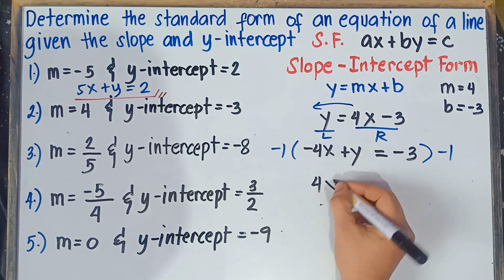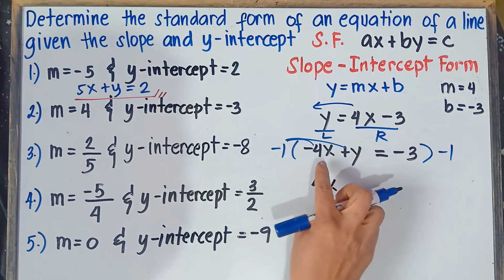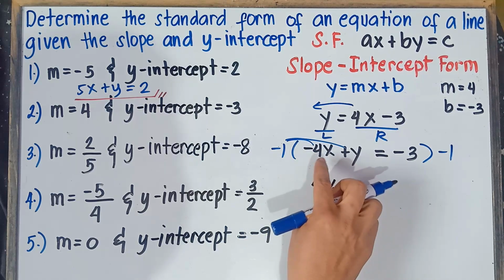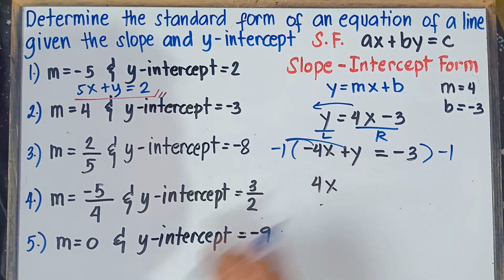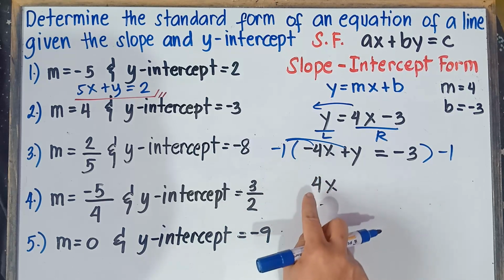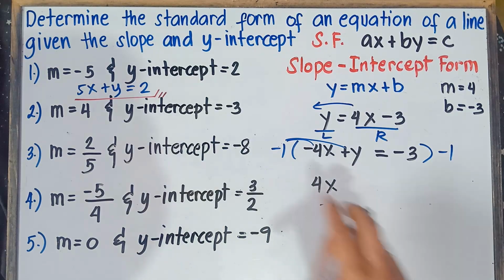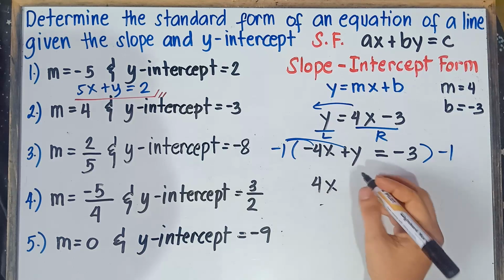Simply copy x. Alright, once again, class, you need to apply the distributive property, because this is a binomial, we have two terms: negative 4x and y. So we need to apply the distributive property. Negative times negative would be positive. 1 times 4 is 4, simply copy x. And then negative 1 times y, that would be negative y.